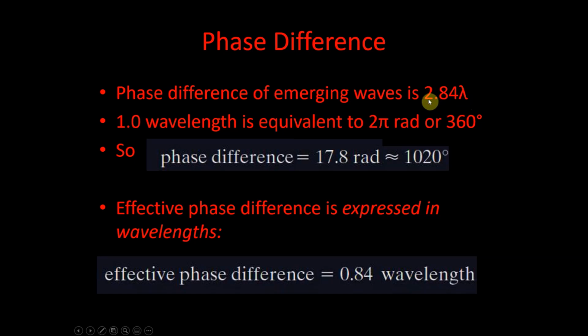So at every whole value, 1, your light is in phase. At 2, the light is in phase. So effectively, this is what this really means: the effective phase difference is that the light rays are only 0.84 wavelengths apart. So even though the light underwent a phase difference of 2.84, it's only 0.84 away from its essentially brother or sister, or whatever you want to call it, wavelength that went through the uninterrupted medium of air.